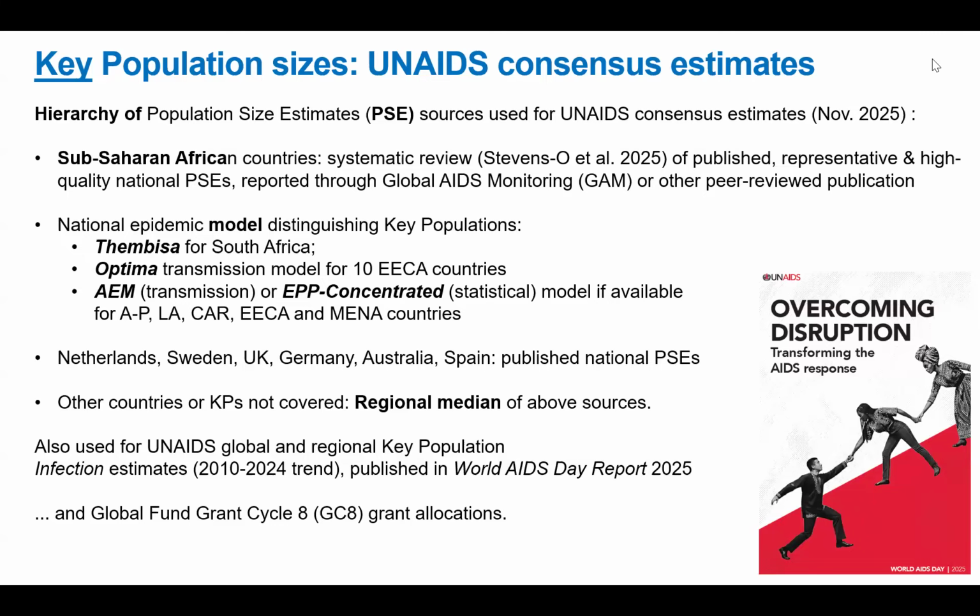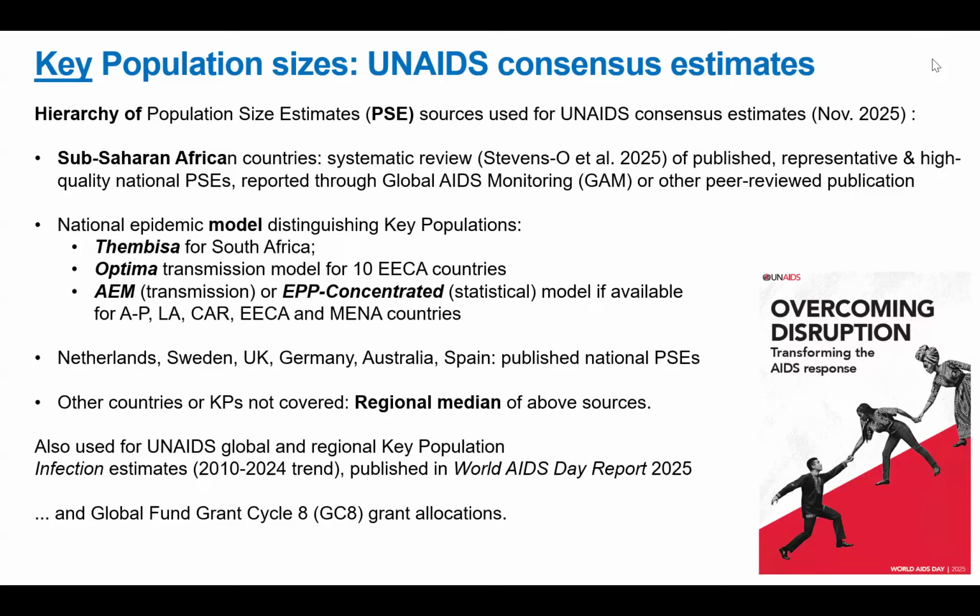Then there were many countries without a model or not reporting to GAM, but we found national published population size estimates for the Netherlands, Sweden, UK, Germany, Australia, and Spain, and those were used. That left still a number of countries with no published key population sizes. And for those, we took the regional median of the above sources, so the country data or models available, either from Western Europe or from Eastern Europe and Central Asia, or separately for North America, in fact.